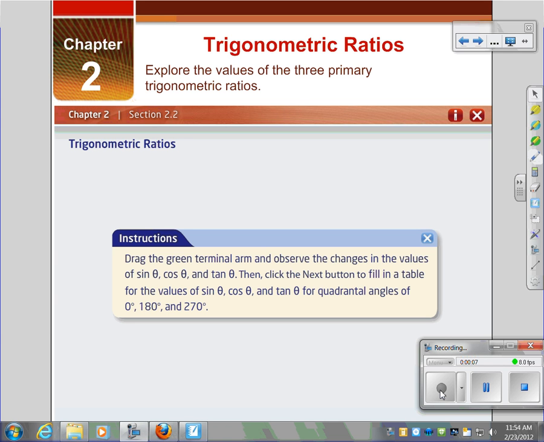All right, welcome to section 2.2 of Pre-Calculus 20. Today we are going to look at what happens to the value of sine, cosine, and tan as the terminal arm goes around the origin, so to speak. And we're going to be introduced to a new term, which is called quadrantal angles, and you've probably not heard that before. But otherwise, you're going to see a lot of familiarity with things you have done before.